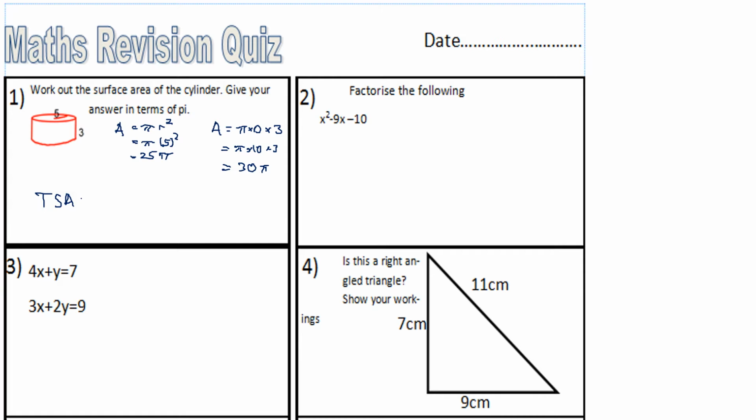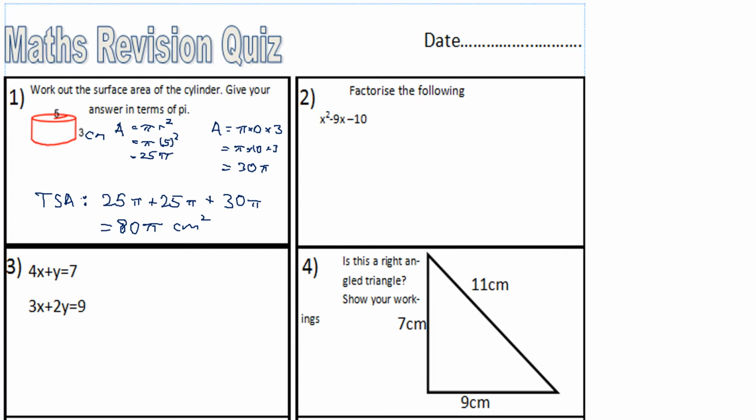Okay, so the total surface area, we want to add them all together, TSA. So we've got the area of the circle, 25 pi. We've got two of them, identical, plus another 25 pi, or you can double it, times it by 2, plus the curved surface area, which is 30 pi. So we've got 25 add 25 is 50, add 30 is 80 pi in total. And my units, we're not given units, let's say cm squared.